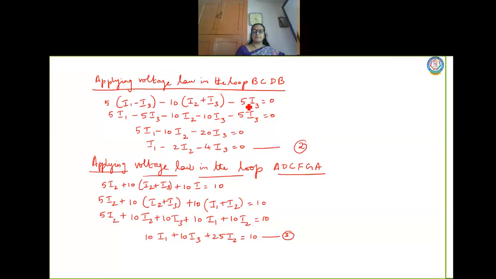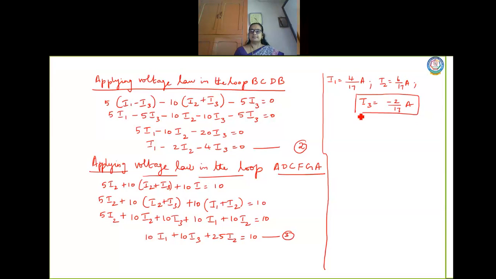So similarly, when I simplify all these 3 equations, I will get the value of current to be I1 equal to 4 by 17 ampere. Similarly, I have the value of I2 to be 6 by 17 ampere, and I have the value of I3 to be minus 2 by 17 ampere. You have to get this answer.